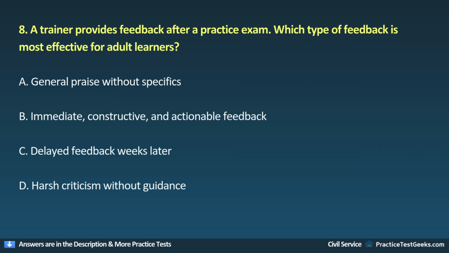8. A trainer provides feedback after a practice exam. Which type of feedback is most effective for adult learners? A. General praise without specifics. E. Immediate, constructive, and actionable feedback. C. Delayed feedback weeks later. D. Harsh criticism without guidance.